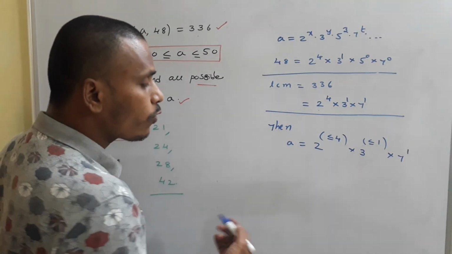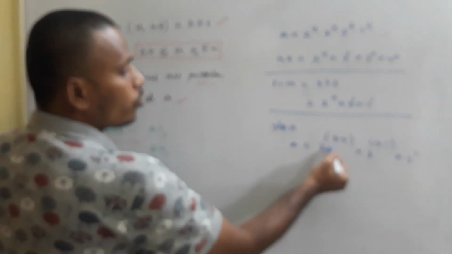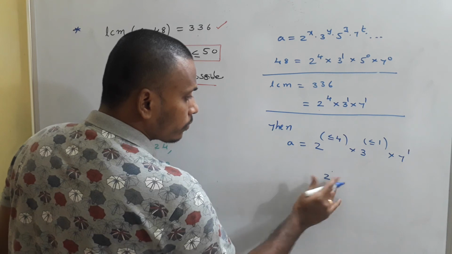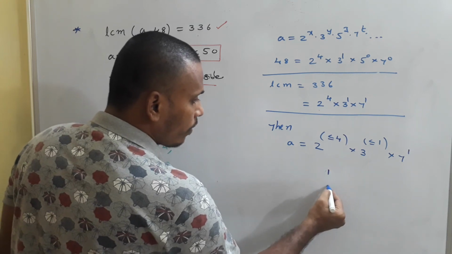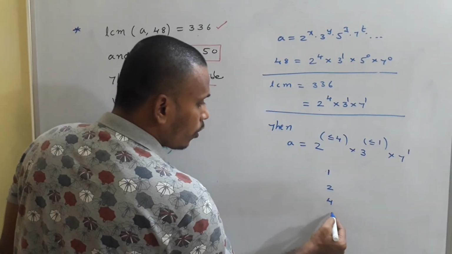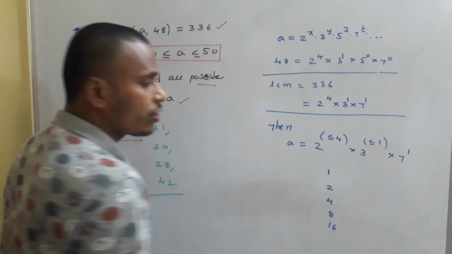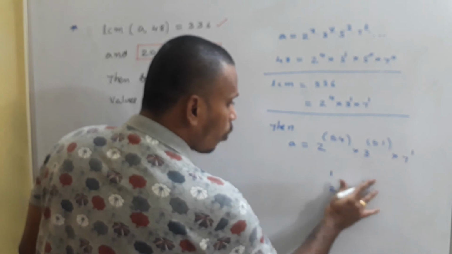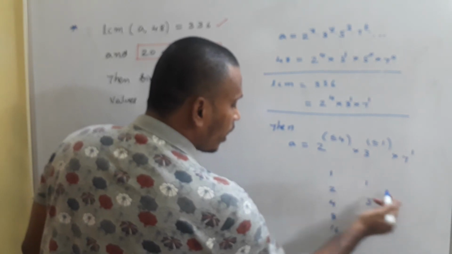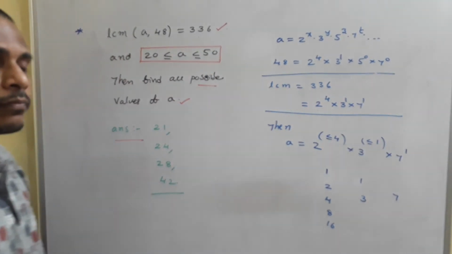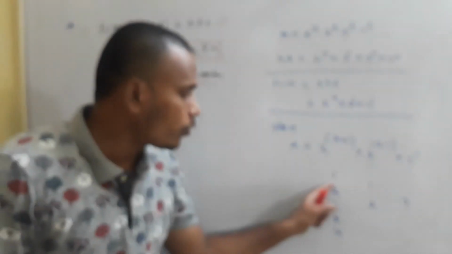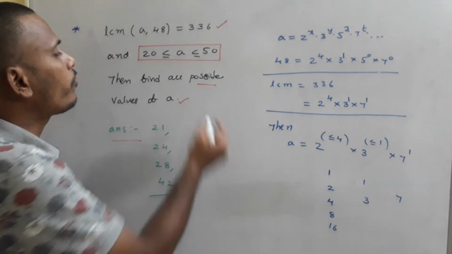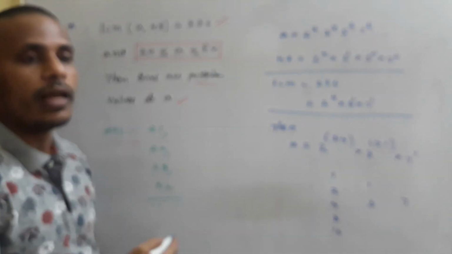That is what I have to take. So 2 power less than or equals to 4, in the sense 2 power 0, that means 1. 2 power 1 is 2. 2 square is 4. 2 cube is 8. 2 power 4 is 16. Whereas coming to 3, 3 power 0 means 1. 3 power 1 is 3. And here you need to fix 7. Now, in all possible ways, you need to multiply these numbers, and if they are in between 20 and 50, they are the required numbers.